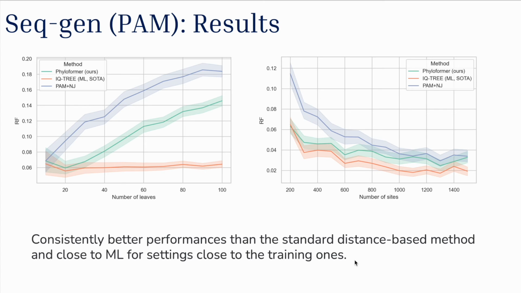As you can see in the plots, we get consistently better performances than the standard distance-based method, and performances which are close to those of maximum likelihood for a setting close to the training ones, namely when the number of sequences is close to 20. We observed the same trend in several tests, including ones under model misspecification. This can be explained by the fact that as the number of leaves grows, so do the evolutionary distances between the sequences, which can then fall out of the range that the network has seen during training.